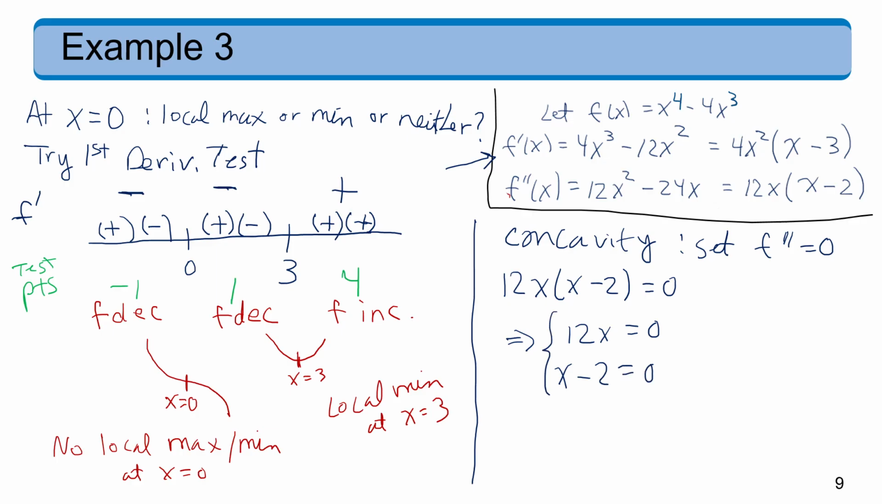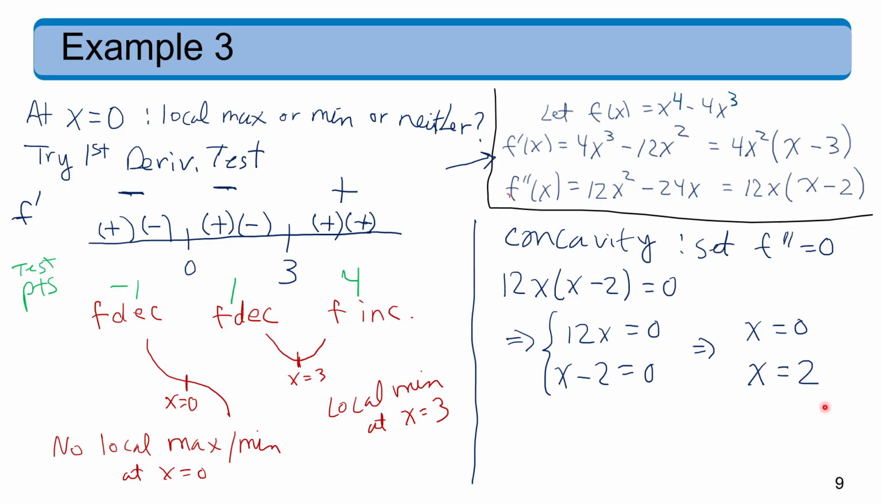Okay, so from the top equation we're going to get x equals 0, and from the bottom equation x equals 2. Now notice what we just did was almost identical to how we find critical numbers, except for critical numbers we set f prime equal to 0. This time we're setting f double prime equal to 0, and then in either case you solve for x. So these are kind of like the critical numbers, except they're for f double prime instead of f prime.